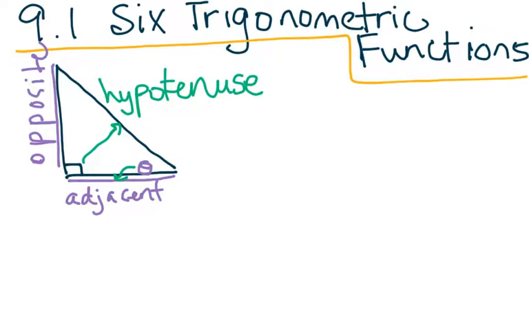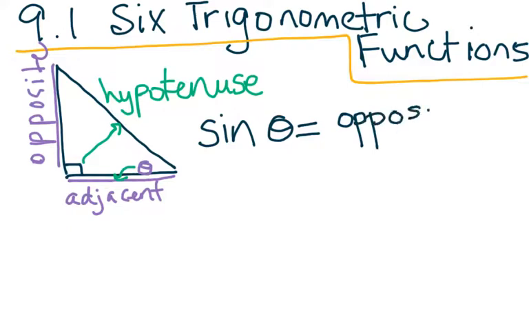And we're going to refer to these sides. The first one is called sine, and we always abbreviate it SIN. It's SINE if you want to write it all out. We're going to define sine of theta to be equal to the opposite side divided by the hypotenuse.